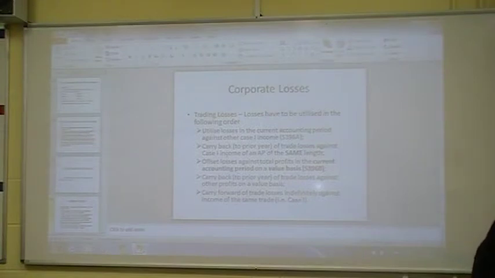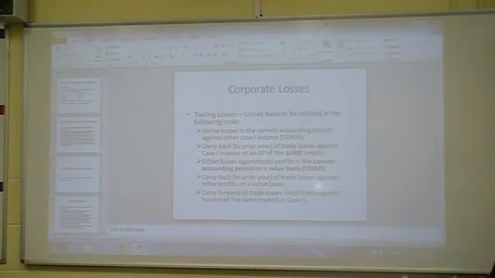So if you go to page 7 of that handout, I've done it out there as just a bullet point to make it easier to actually learn it. So your corporation tax losses, you have your current year against other trading income, section 396A, prior year against trading income, section 396A, current year then against your corporation tax on a value basis, prior year against corporation tax on a value basis, and you carry forward them indefinitely against income from the same trade.